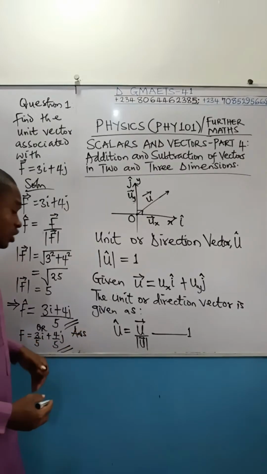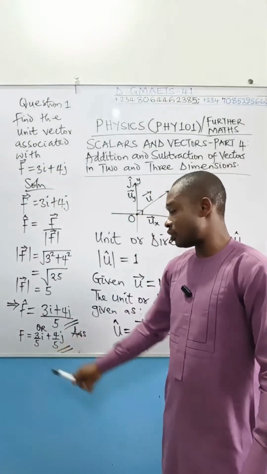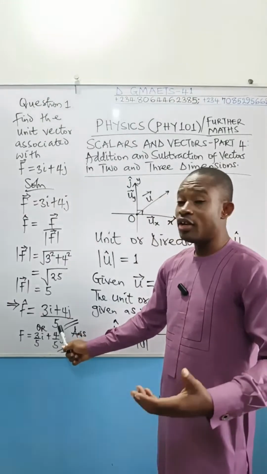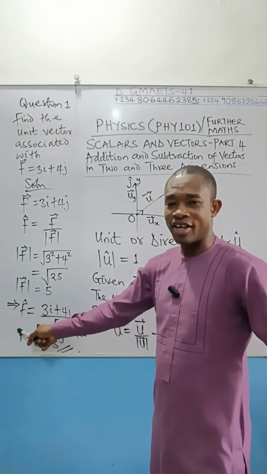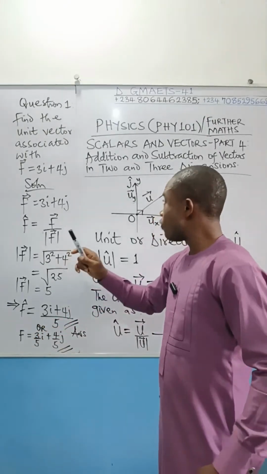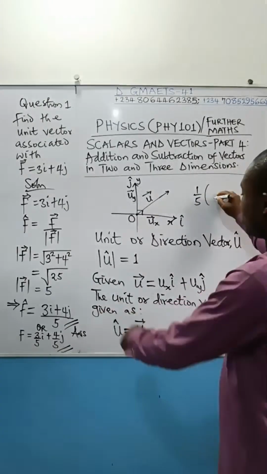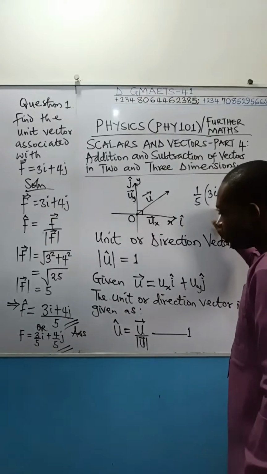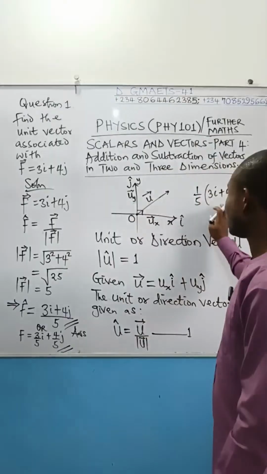And observe, let me also tell you something. Look at the denominator. You notice that 5 is common to both of them. So from here, an examiner can still decide to leave the option in the format where you pull out this denominator 5. So you get 1 over 5, then open bracket, you have 3i plus 4j. This is also the same as any one of these answers, and can be written like this.